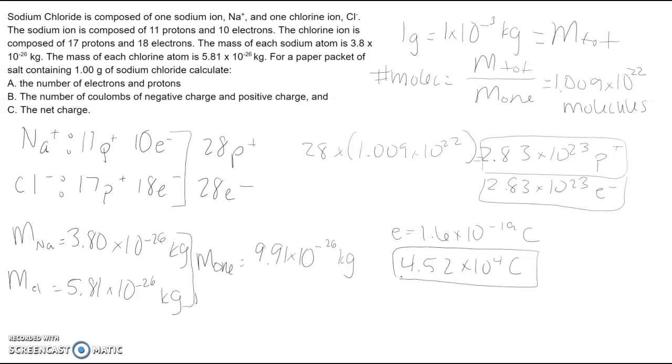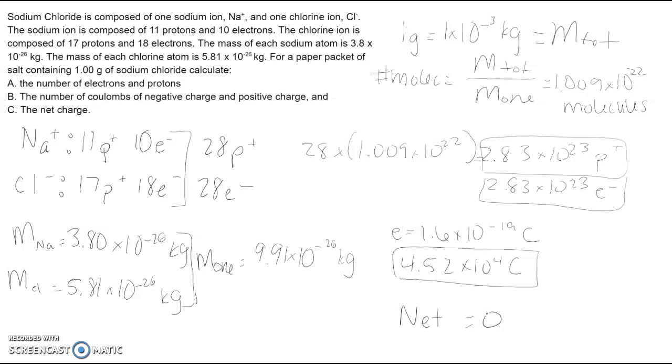Therefore, our net charge is going to be 0, since we're adding a positive 4.52 and a negative 4.52 times 10 to the 4 coulombs, giving a value of 0. That's what's to be expected, because we have an equal number of protons and electrons.